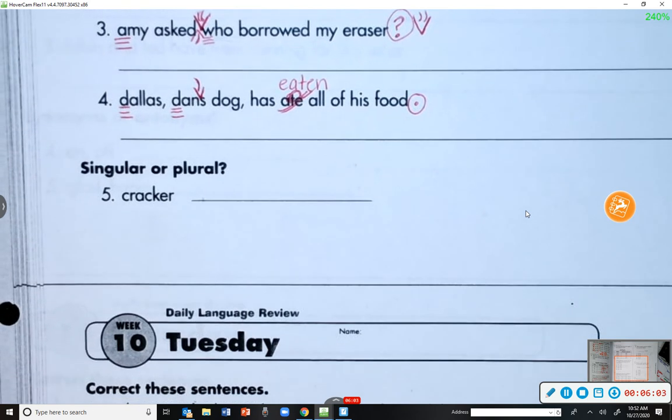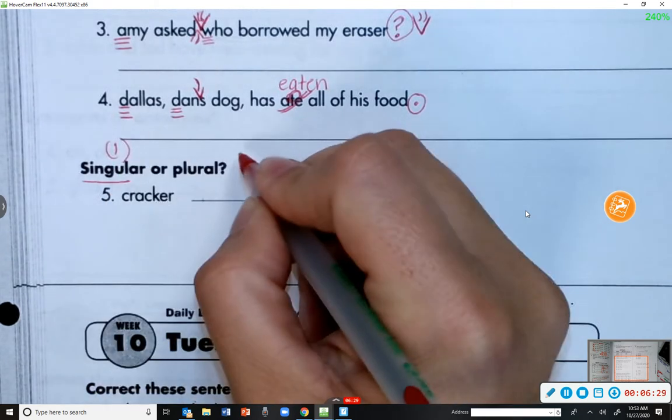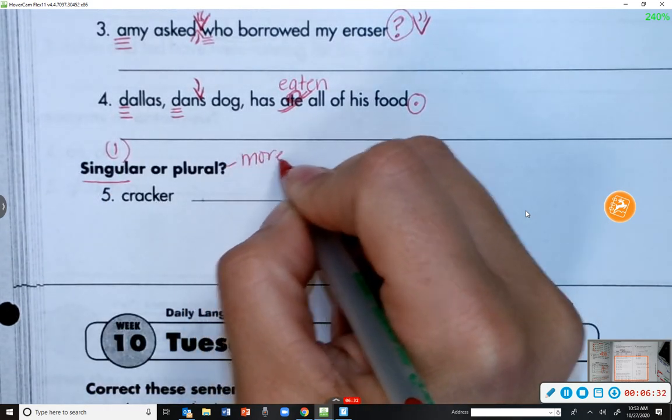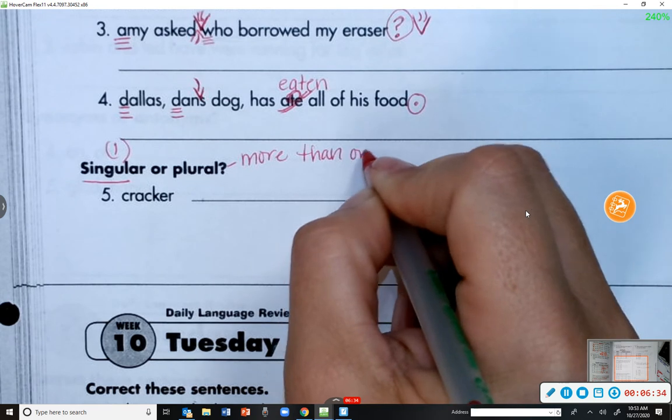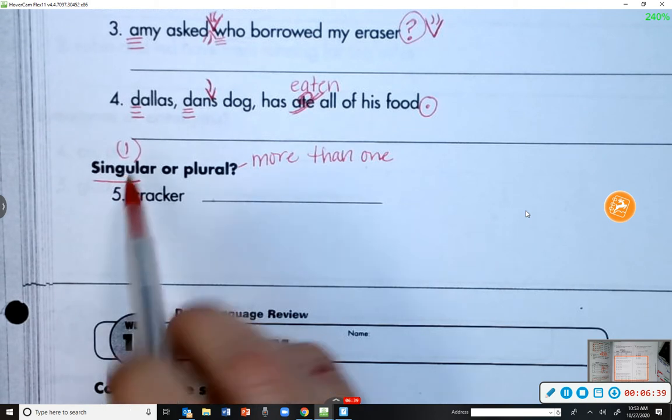Okay, number 5. Cracker, is that singular or plural? Plural? So if you eat a bunch of cracker, you're going to say, I ate a bunch of cracker? No, crackers. Crackers is plural, right? Yes. So if I just say cracker, is that singular? Yes. Singular means it's just talking about one thing. Plural is more than one. Cracker is just talking about one, so we call that singular.